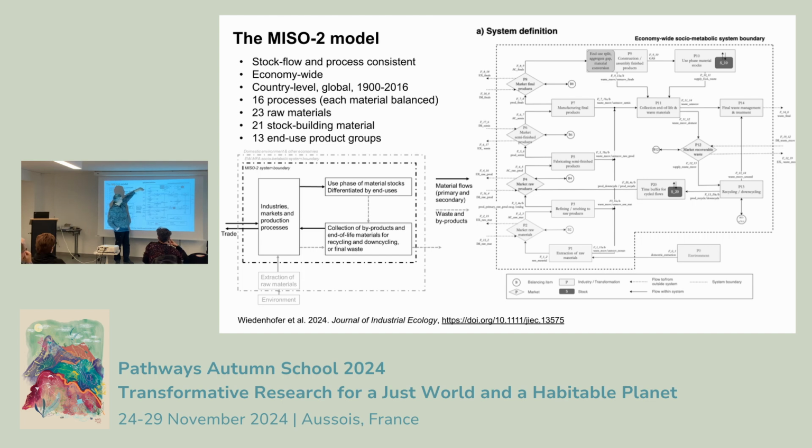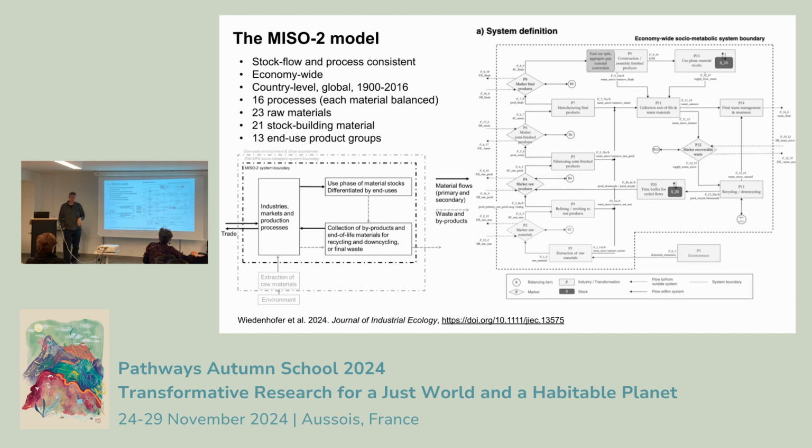Yeah? We have trade at several levels here. We have the use phase, we have recycling, downcycling, we even have trade in the wastes and the used up products, right? And we have this globally on the country level from 1900 to today. Yeah? For 16 processes, 23 raw materials, 21 stock building materials, and 13 end-use product groups.